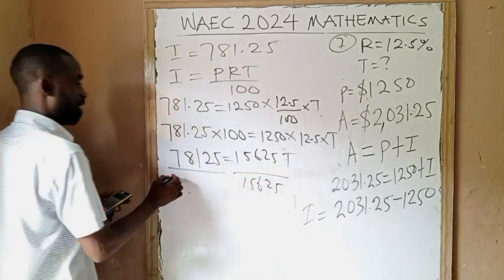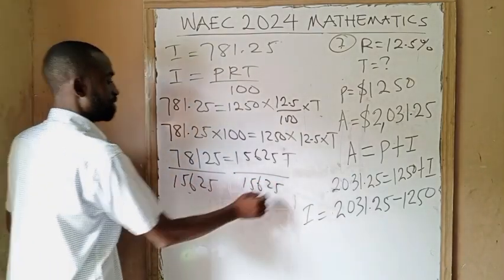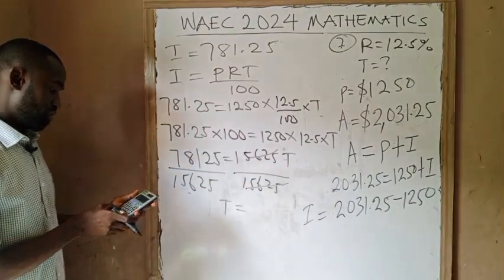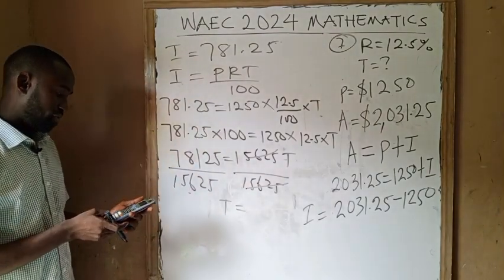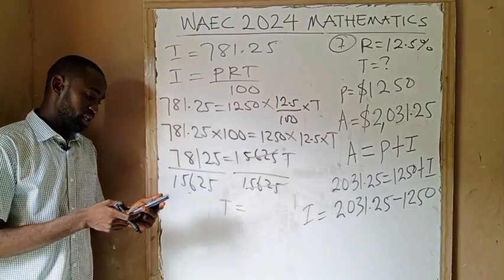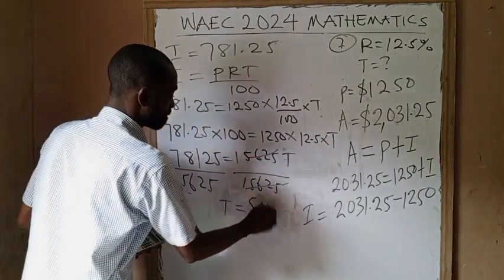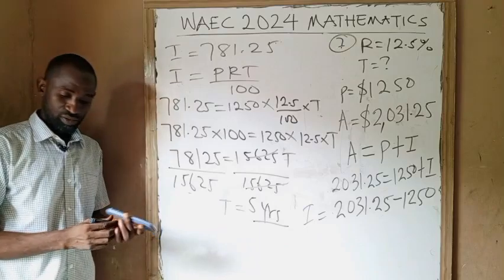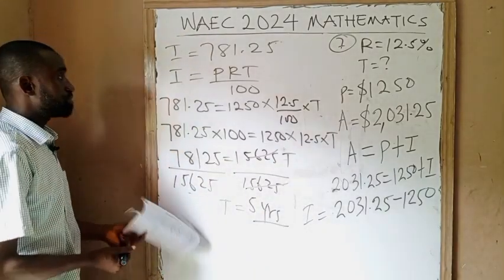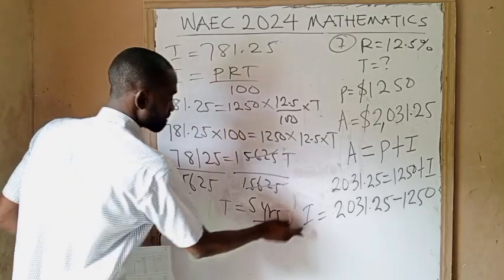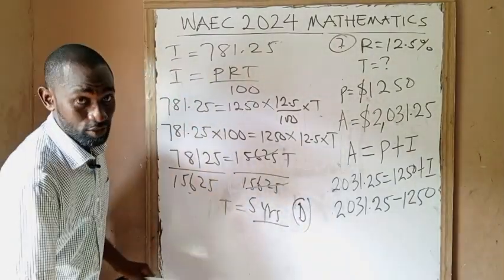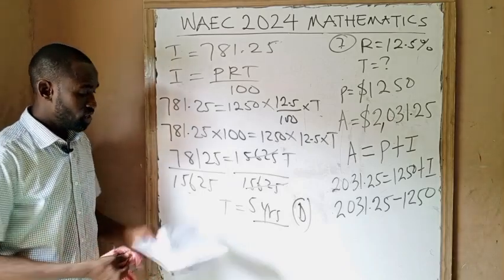So divide by 15625 all over 15625. We cancel this, and our t will be equal to 78125 divided by 15625, which is 5. So t equals 5 years. So the correct option is option D. Question number 7 answer is option D.